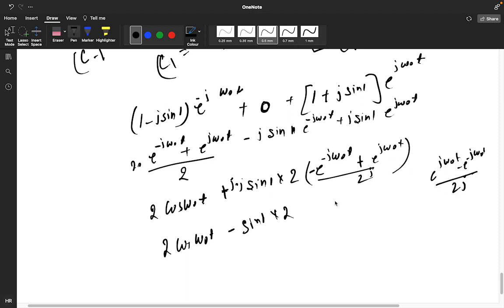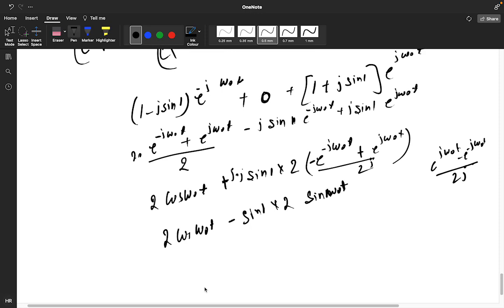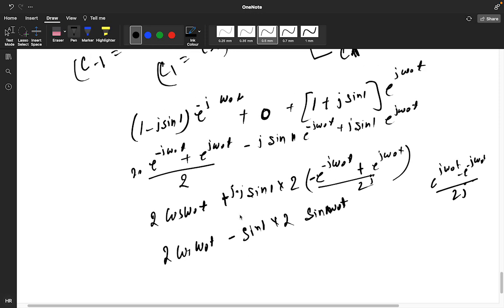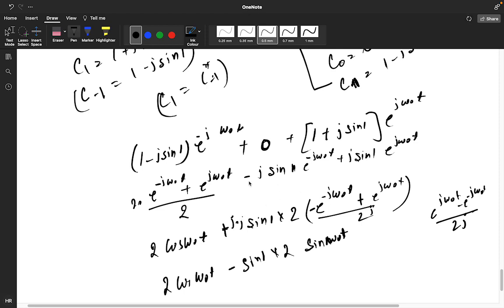So this is the formula of sine omega naught t. Okay, we are getting sine omega naught t. But I think negative will come. This will be positive. So we made some mistakes.